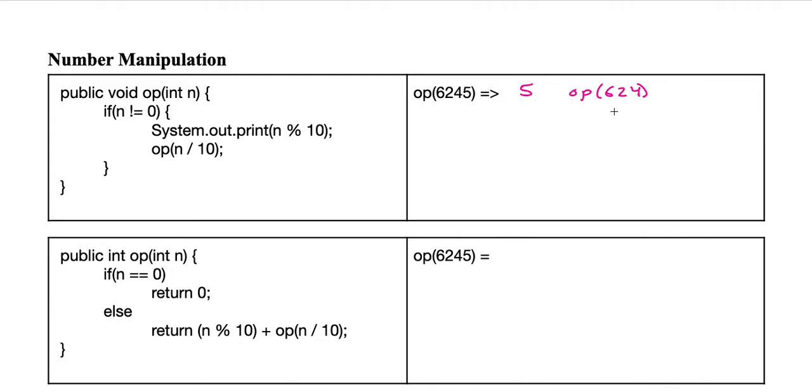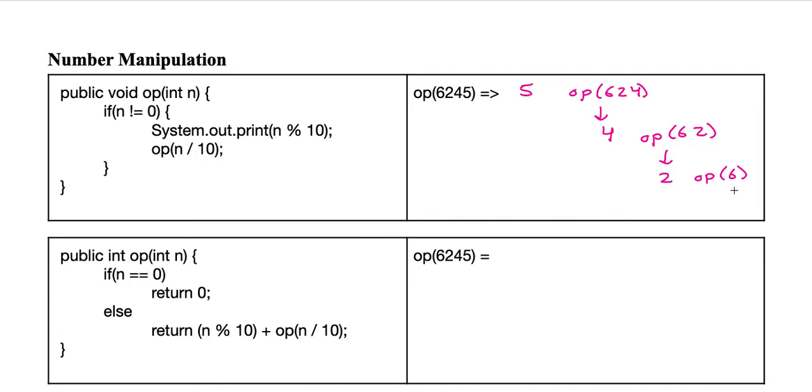So what does op624 do? Well, because our input is not 0, it's going to print out the result of finding the remainder divided by 10, which at this point you should see is just going to be the ones place, followed by calling the function again op on the result of dividing the number by 10, which is sort of like chopping off the ones place, so op62. So what does op62 do? Well, it prints out the ones place, which is 2, followed by call the function again op on what's left if you chop off the ones place, so 6.